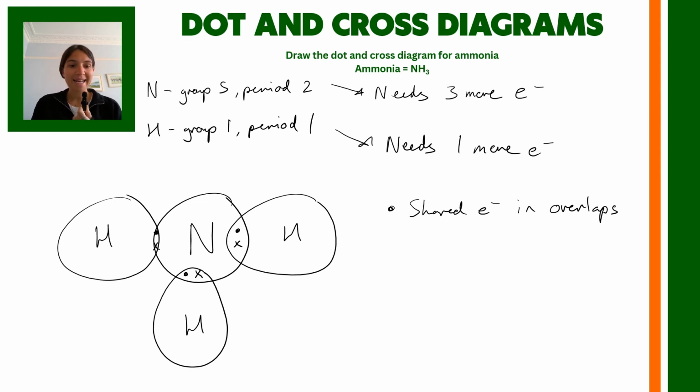Okay, and then if I look at my hydrogen, now that they're sharing, each of those hydrogens is sharing 1 electron from the nitrogen, they have actually got their 2 electrons. They have all got full outer shells.